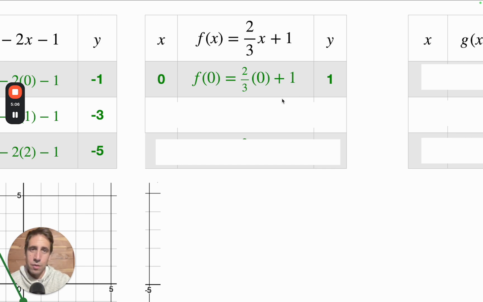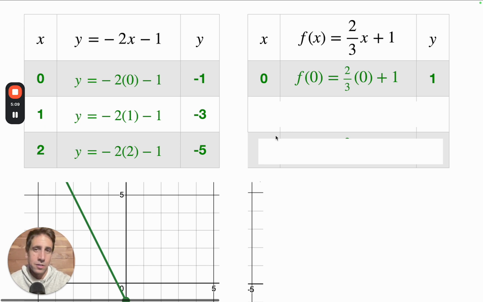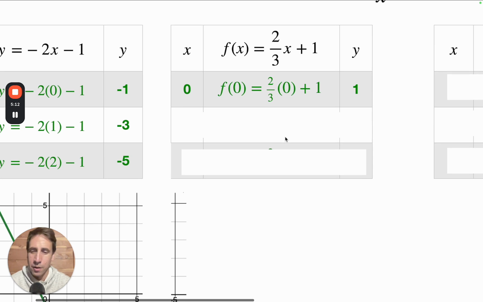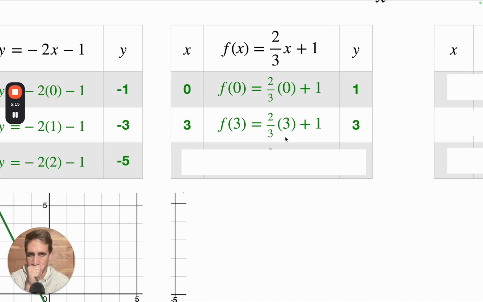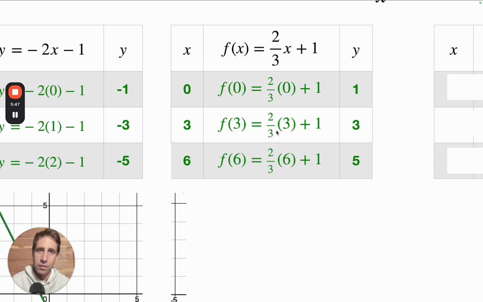Now, oftentimes on these equation table graphs, I do like to go 0, 1, 2, which are often the easiest numbers, but in this case it's not. What you see here, I'm going to choose not to go 0, 1, 2, but I'm going to go 0, 3, 6. The reason for that is because if I plug in 3 here, I'm actually going to cancel out the fraction, and I won't have to graph any fractions, which is going to be advantageous. It's just going to be easier to not have to graph fractions. So what's 2/3 times 3? The 3's cancel out. I'm just left with a 2. 2 plus 1 is 3. Let's go 6. 0, 3, 6.